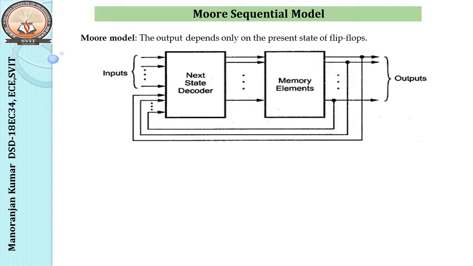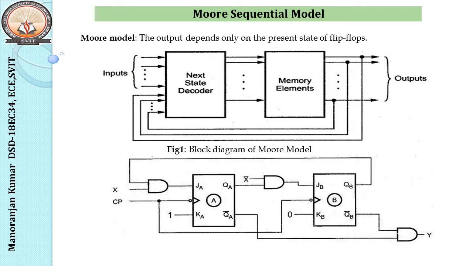We'll see the block diagram of the Moore model. Here we have a combinational circuit, and that output I am giving to a memory element, which can be a flip-flop or register. Then the output is the output of the sequential circuit. Nowhere is your input connected to the output line. So in this case, the output is independent of the inputs. We'll see an example for this.